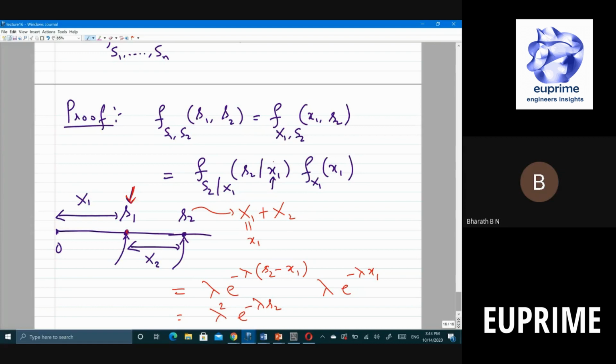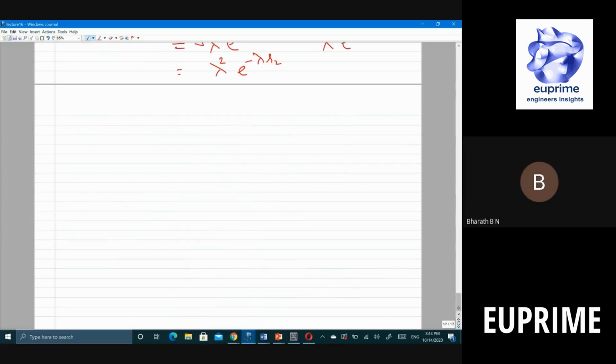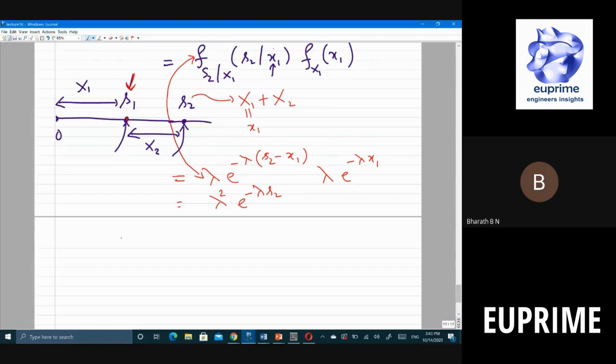Is this fine, or did you get from here to this thing? No, sir. Can you please elaborate? Okay, so let's look at f(S2 given x1). This is what I want. Let's do it systematically. I'll take the approach Rishabh said. So let's look at the CDFs. What is the CDF of this?